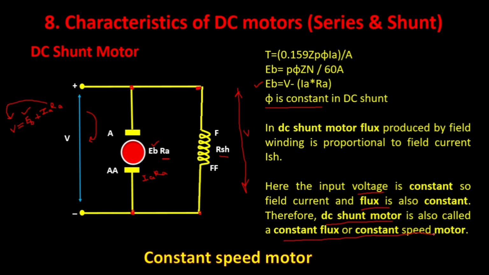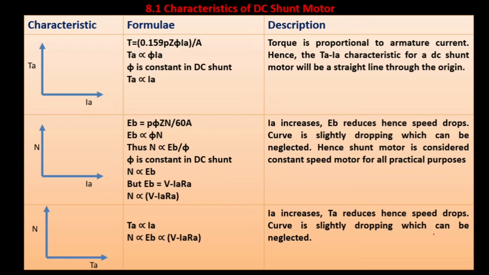So let us now quickly revise the characteristics of the DC shunt motor. Here I have the characteristics, the formula and the description of each characteristic. Now, if I take torque with respect to the armature current, let me see what relation I have. I know that torque is 0.159 P phi Z Ia upon A. This is what we know. If I see this formula, torque is directly proportional to phi into Ia.